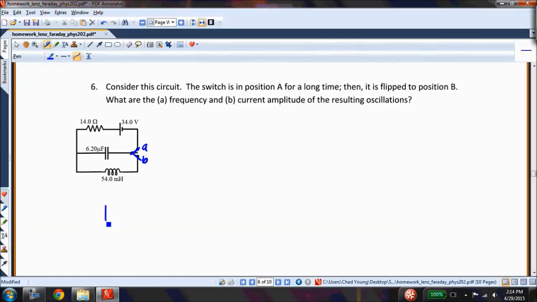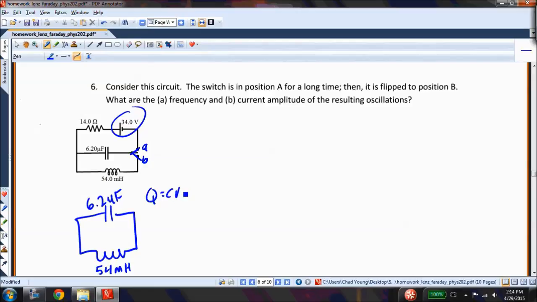So what we have here really is a 6.2 microfarad capacitor and a 50 millihenry inductor, where the 6.2 microfarad capacitor is fully charged by a 34 volt battery. All right, so this is 54 millihenries, and the total charge on this capacitor we can find by the capacitance times the voltage. So Q is equal to CV. This is Q max. That's going to be 6.2 microfarads times my voltage, which is 34 volts. That's 211 microcoulombs. So that's my maximum charge.